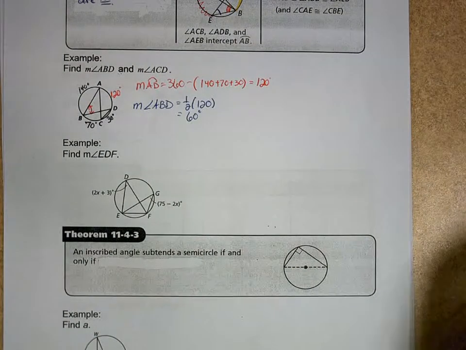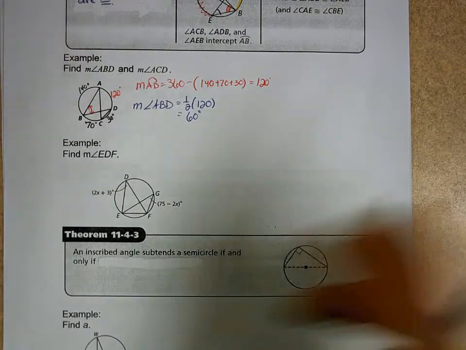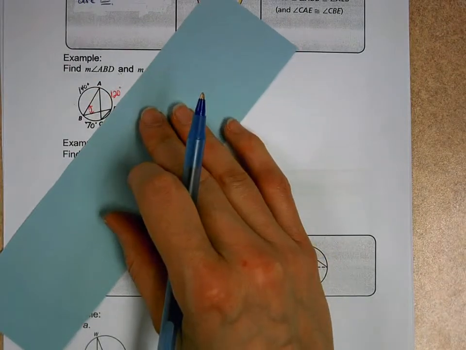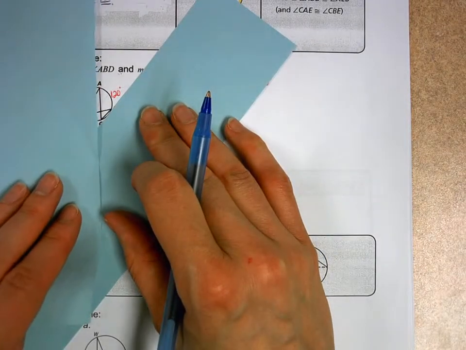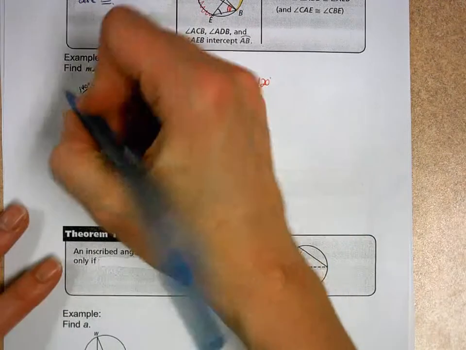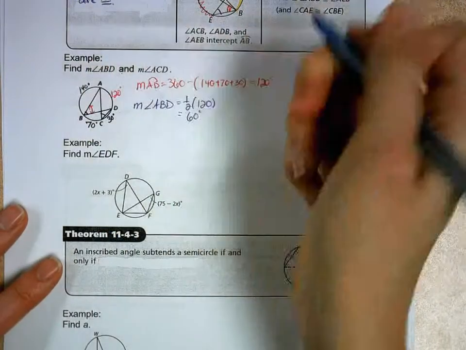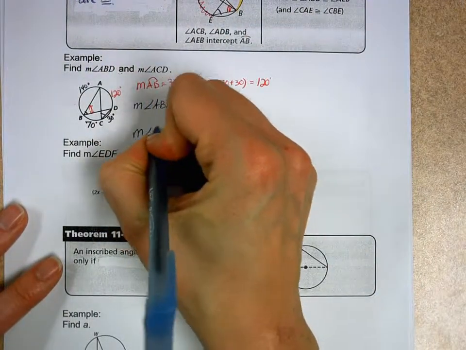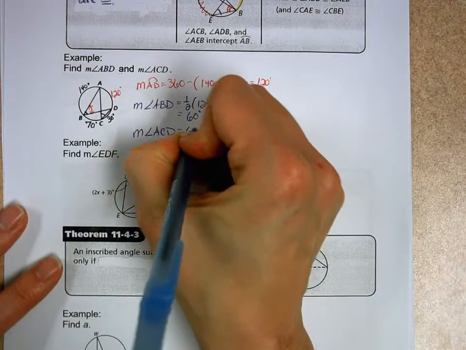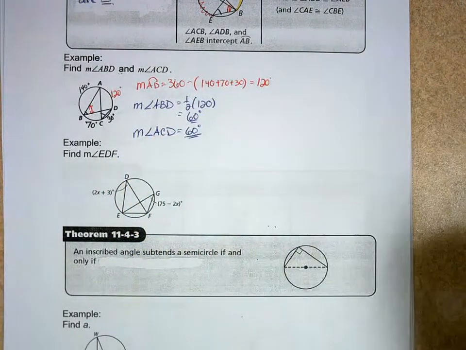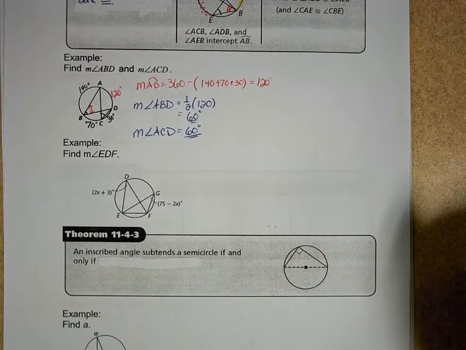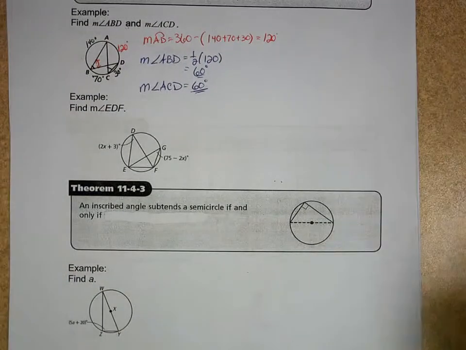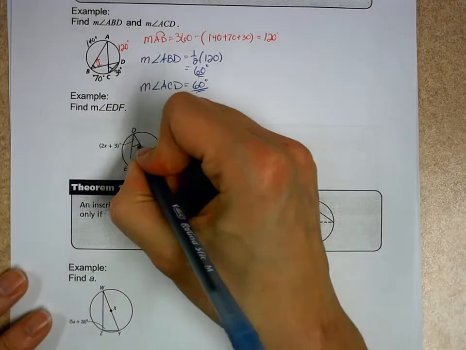Now I have to do the same thing for ACD, or do I? Well, look what happens. ACD intercepts the exact same arc. Since they have the same arc, they're exactly the same in size, so I can go ahead and mark that they're congruent. So I know the measure of angle ACD equals 60. So it's not too bad. Let's try the next one. Find the measure of angle EDF. So I'm looking for this one right here.